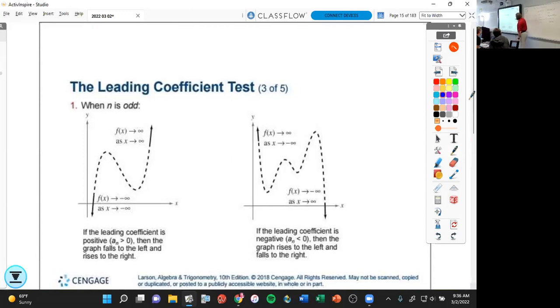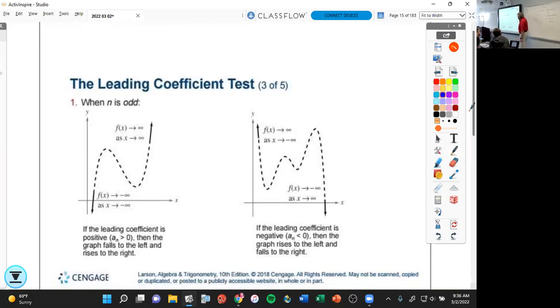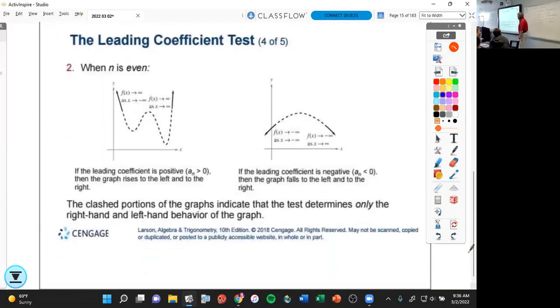This one only crosses once. When n is even, when the exponent is even, we're either both going up or both going down. That first function is at least a fourth degree. Could be 6, could be 12, can't be 2. It's got to be even. It's at least 4. And this one is at least 2.